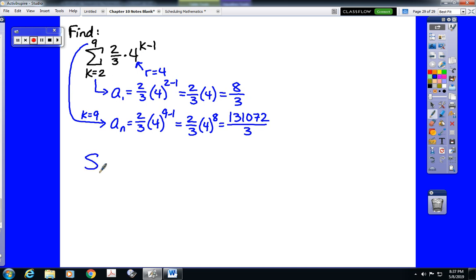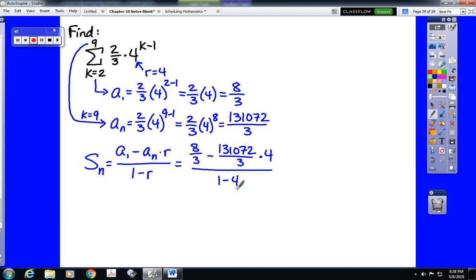Okay, we have everything we need, so we're going to the series equation, a sub 1 minus a sub n times r over 1 minus r. That is 8/3 minus 131,072 times 4 over 1 minus 4. Now notice that what that does is 131,072 gets multiplied by 4. So we have 8/3 minus 524,288 over 3. And that is over negative 3.